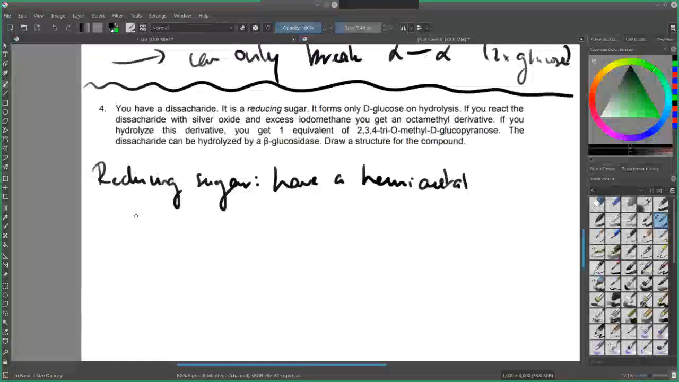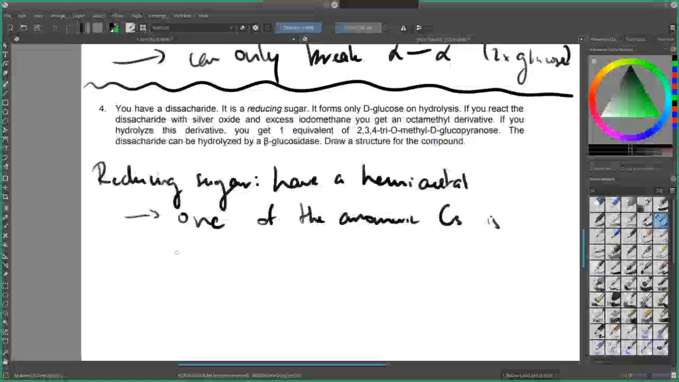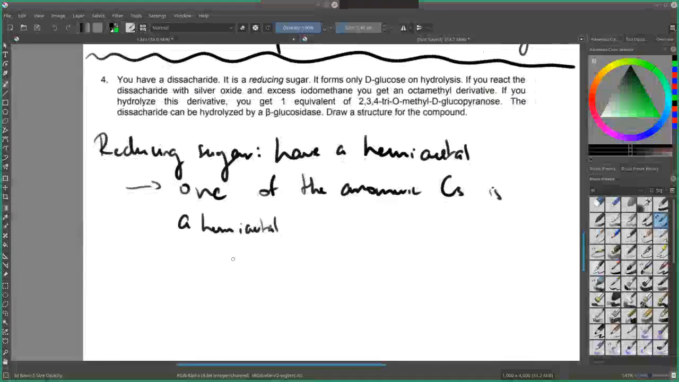So what that tells us is that one of the anomeric carbons is a hemiacetal. Okay. So this time it's not going to be a 1-1 linkage like in the last problem. It's not going to be a linkage between two anomeric carbons.